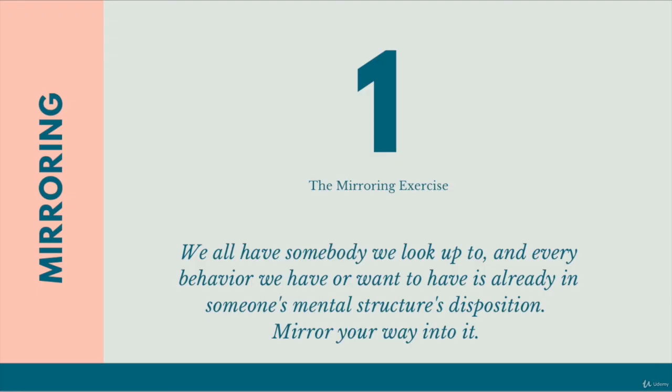And the first exercise is called the mirroring exercise. We all have somebody we look up to, and every behavior we have or want to have is already in someone else's mental structure. Mirror your way into it. If your dream is to become a basketball player, look at Stephen Curry, for example, and if you look up to him, start mirroring everything he's doing.